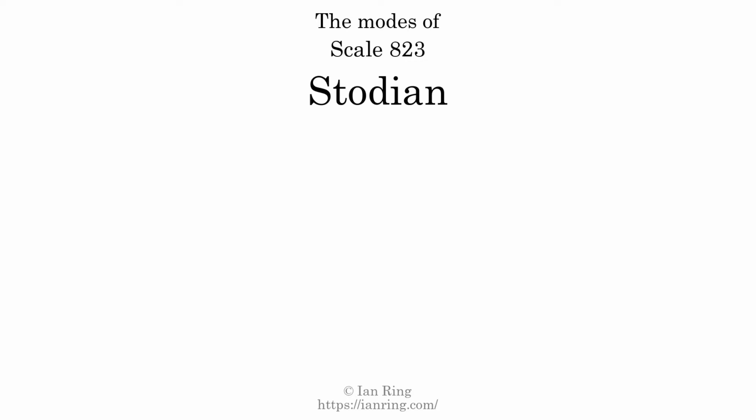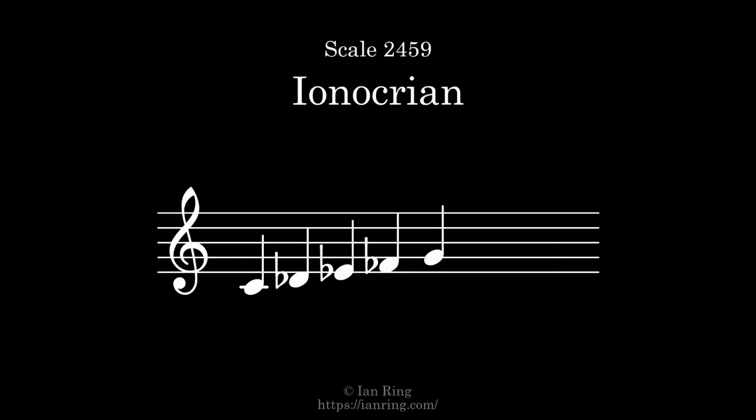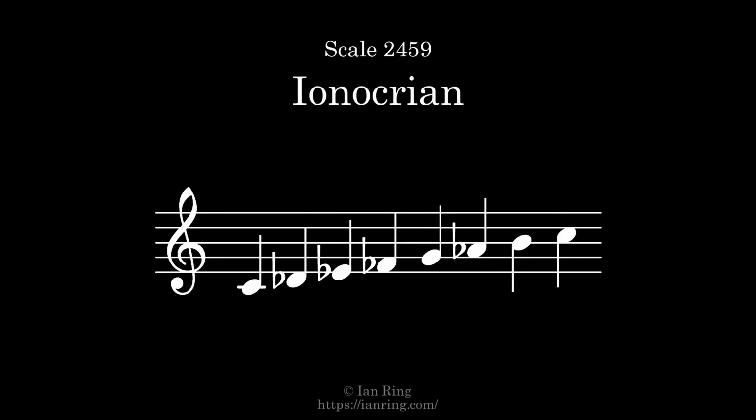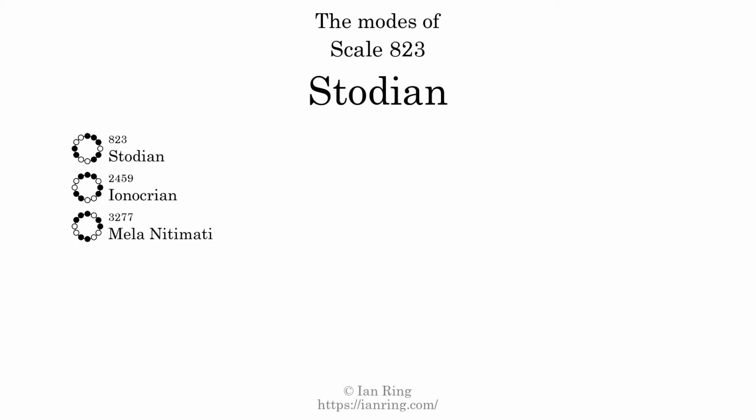This scale has 7 modes. The first mode is itself. The second mode is scale 2459, also known as Anocrean. It sounds like this. The third mode is scale 3277, also known as melanotimity. It sounds like this.